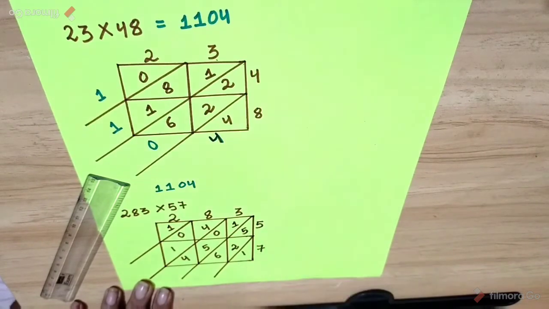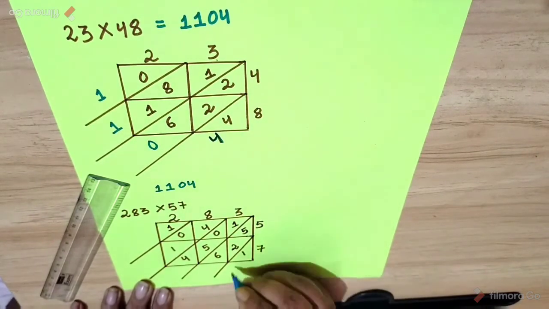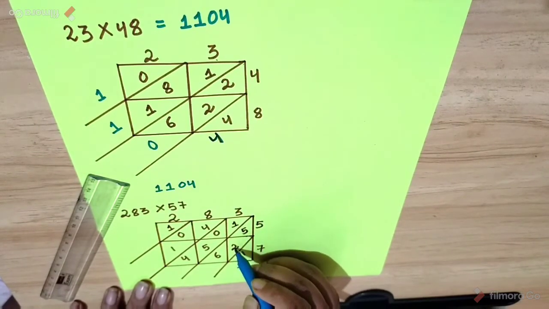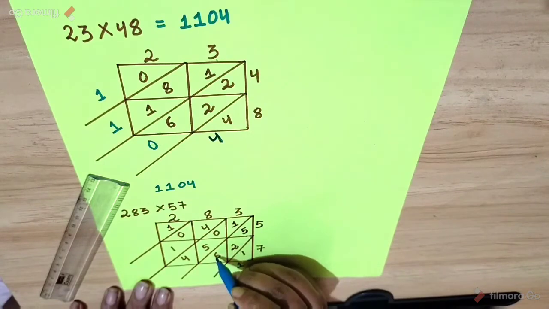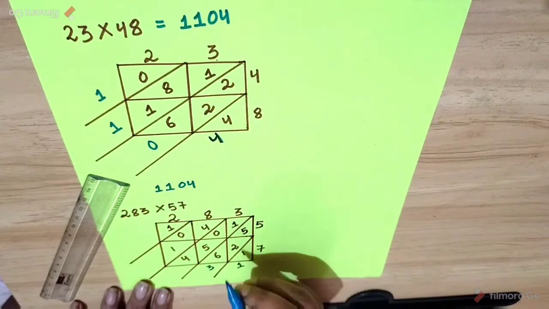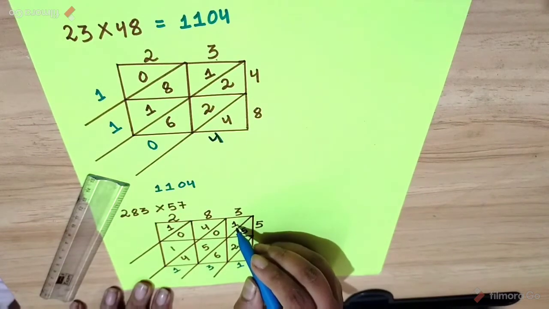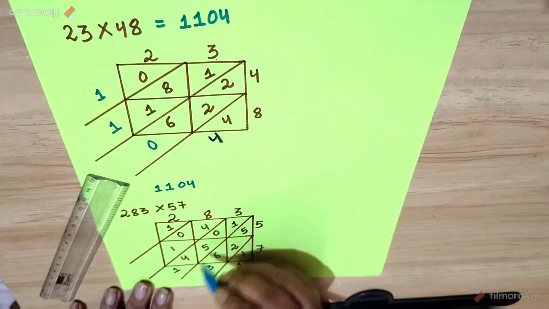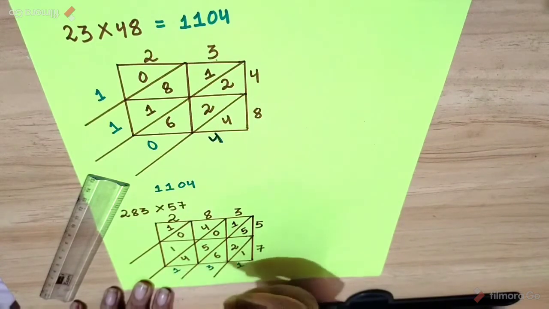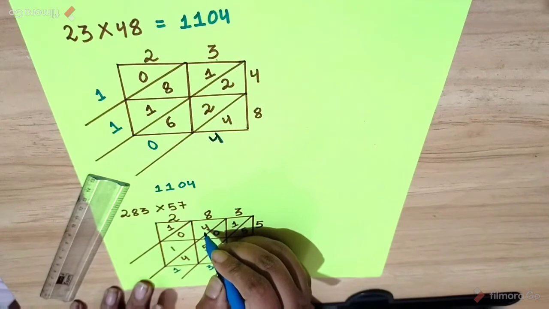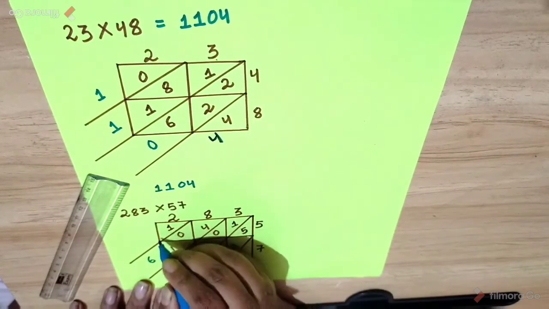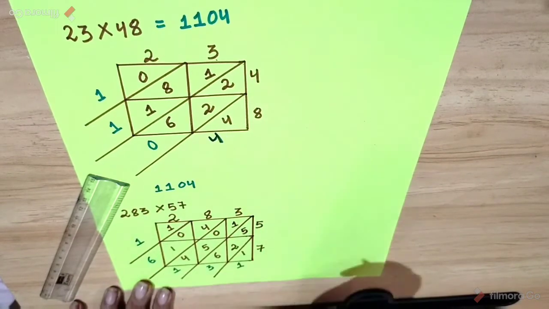Here only 1 is there, so I am going to write here 1. Here 5 plus 2 is 7 plus 6 is 13. So I am going to write here 3 and 1 carry. 1 plus 1 is 2 plus 5 is 7 plus 4 is how much? 11. So I am going to write here 1 and 1 carry. 1 plus 4 is 5 plus 1 is how much? 6. And here is 1.